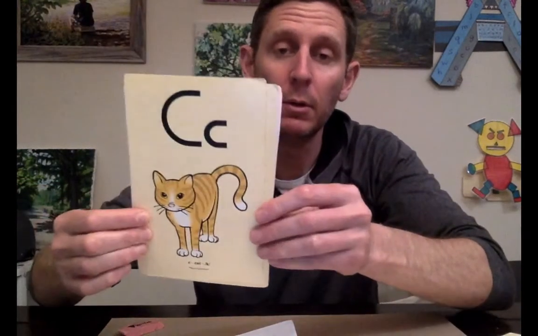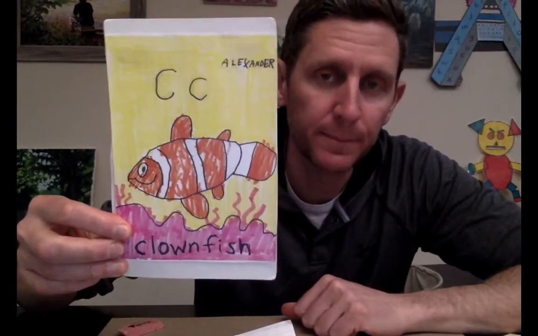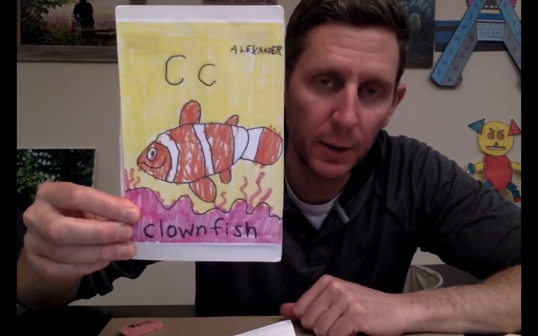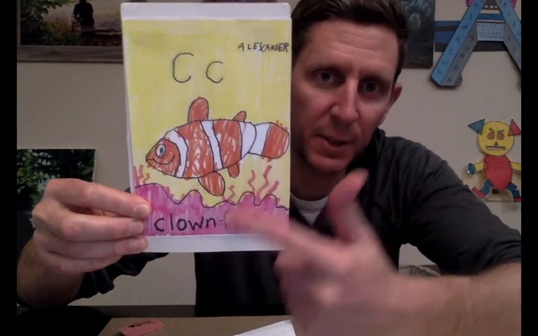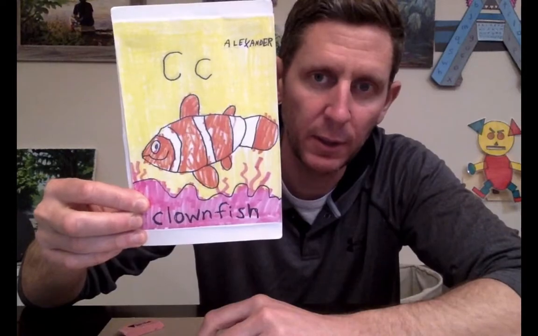C, cat, or C, clownfish. Alex did this one. Sea anemones looking good down there. Spelled clownfish perfectly.